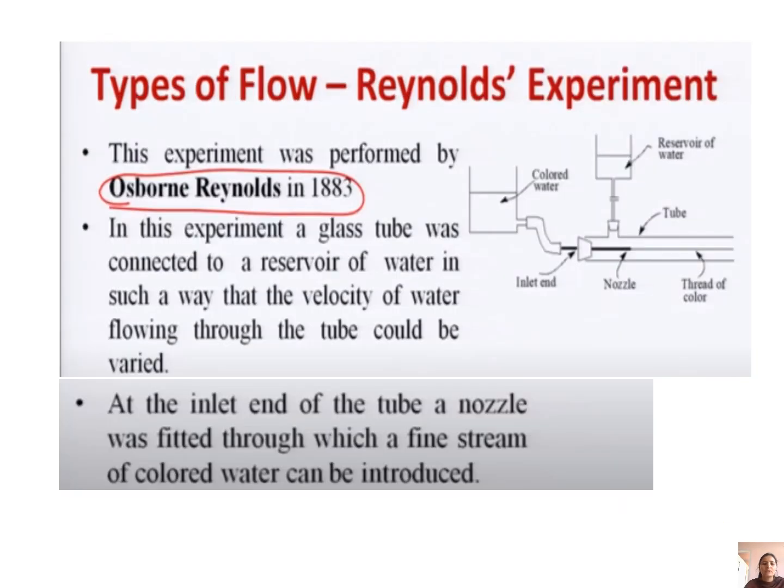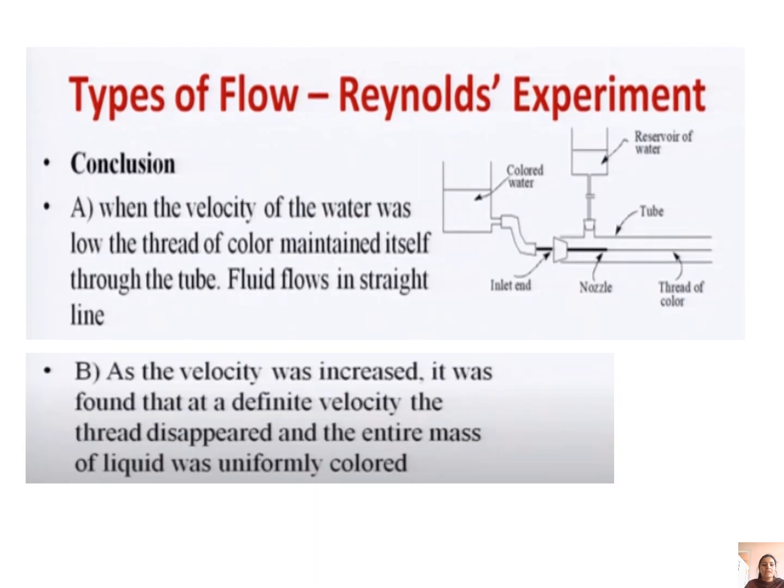Then next is the types of flow. According to Reynolds experiment, this experiment was performed by Osborne Reynolds in 1883. In this experiment, a glass tube was connected to a reservoir of water in such a way that the velocity of water flowing through the tube could be varied. At the inlet end of the tube, a nozzle was fitted through which a fine stream of colored water can be introduced. According to this experiment, we have two conclusions.